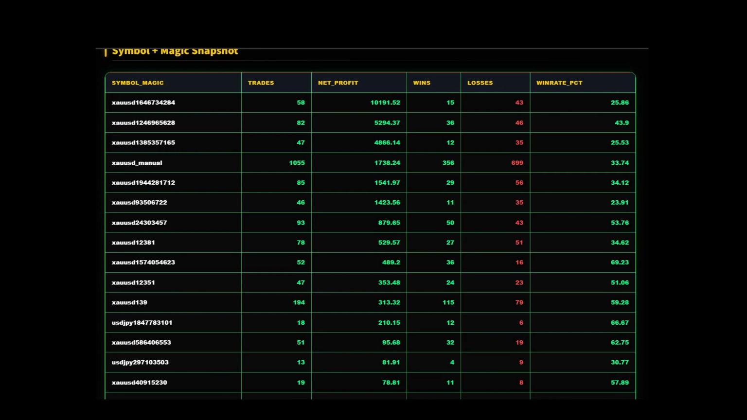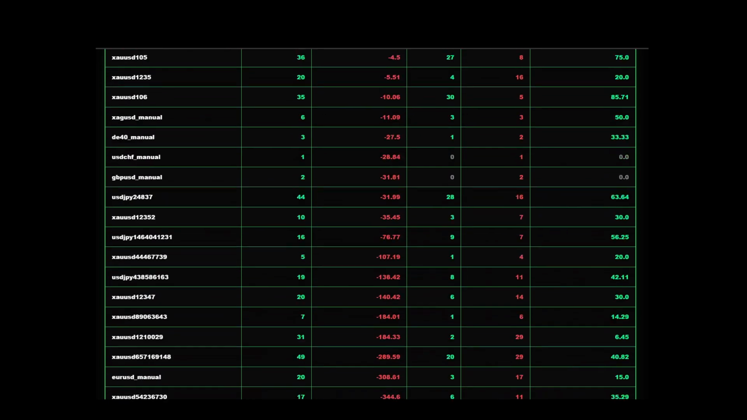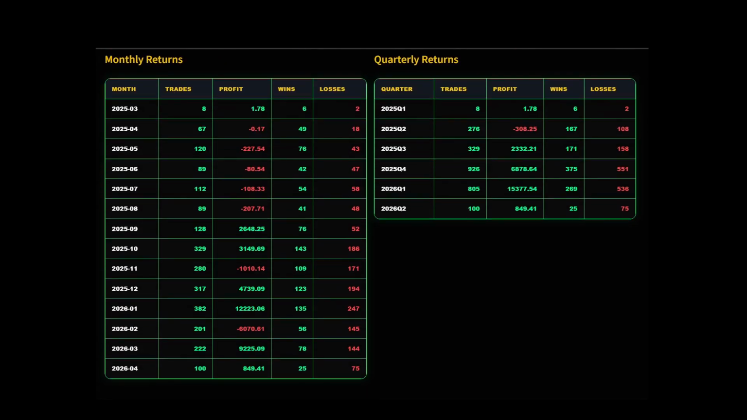After that, we get the monthly and quarterly snapshot. This shows how the statement performed across time. On the left, we see monthly returns. On the right, we see quarterly returns. This is useful because a strategy can look profitable overall, but the profits may not be evenly spread across time. Some months can be strong, some months can be weak, some quarters can carry the full result, and some periods can reveal where the structure is unstable.